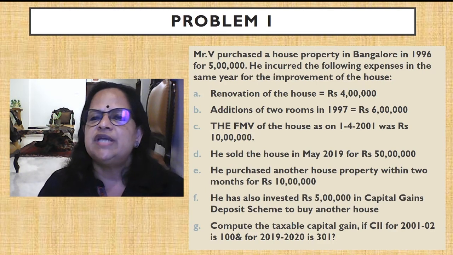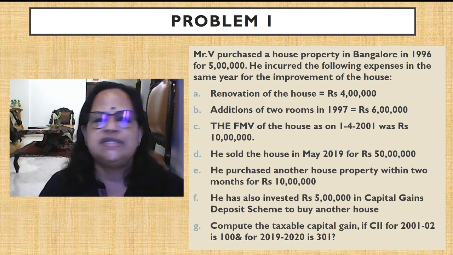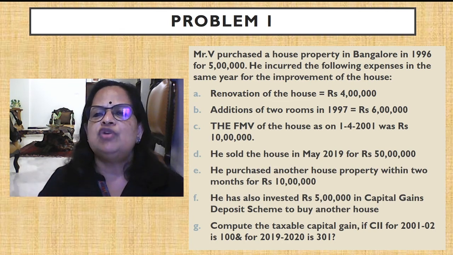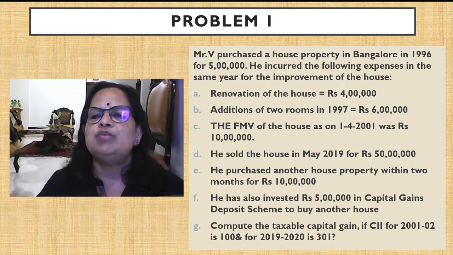Mr. V purchased a house property in Bangalore in 1996 for 5 lakhs. He incurred the following expenses in the same year for the improvement of the house.